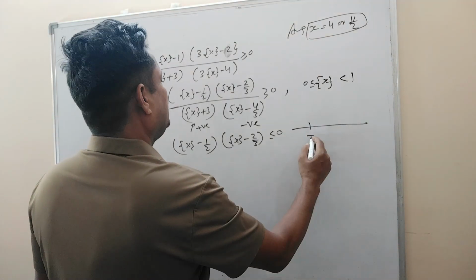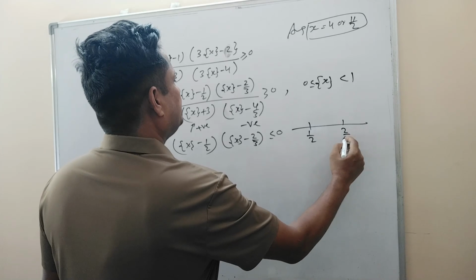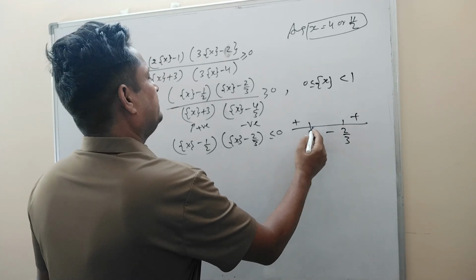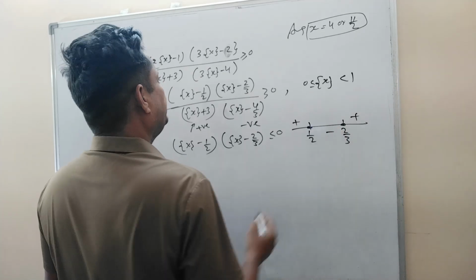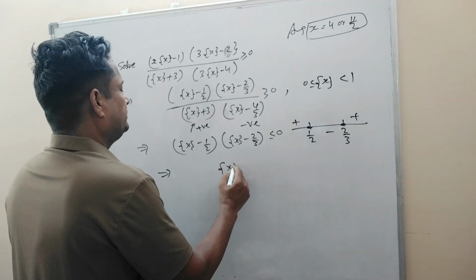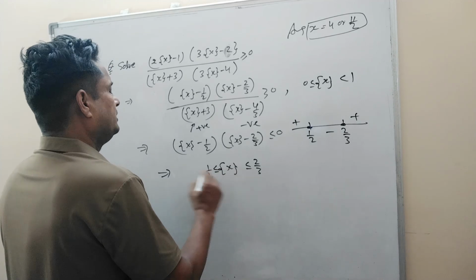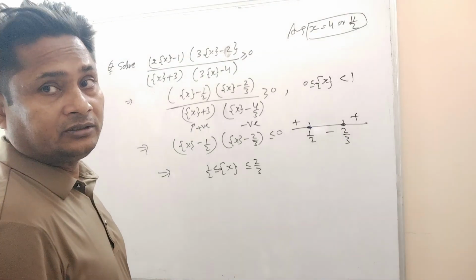This is 1/2 and this is 2/3. The signs will be plus, minus, plus. And these points will be included. So {x} will lie between 1/2 to 2/3.